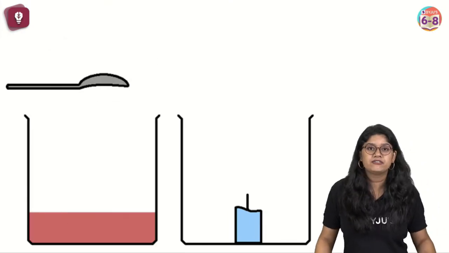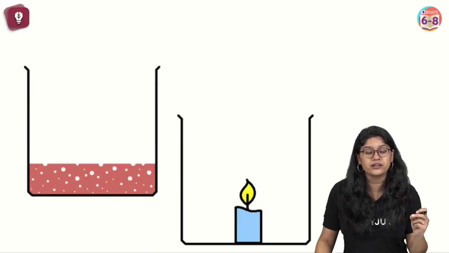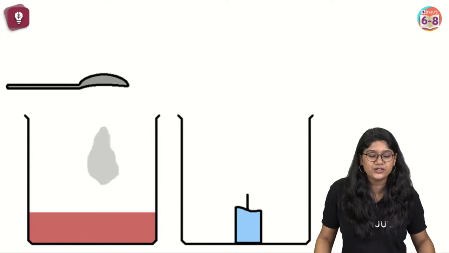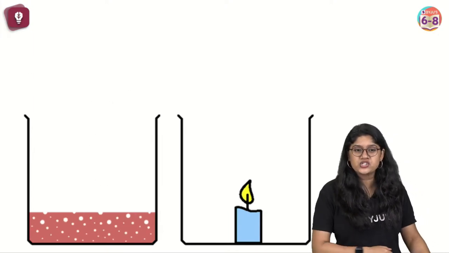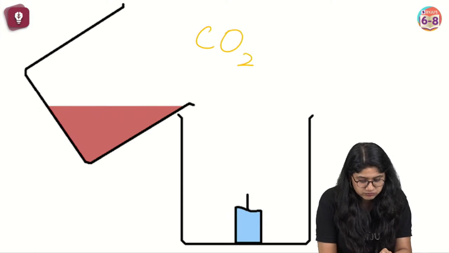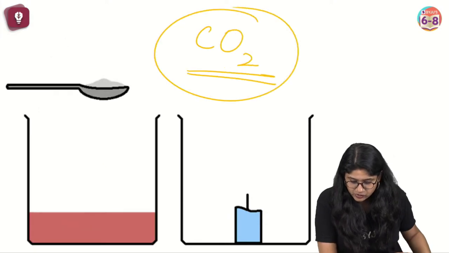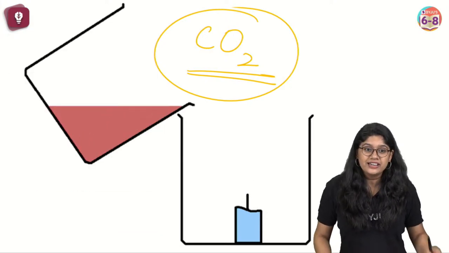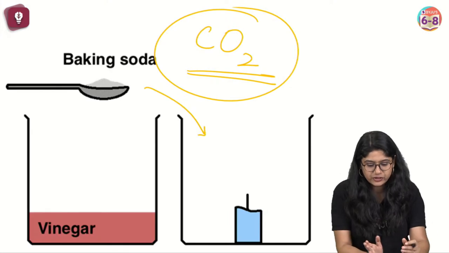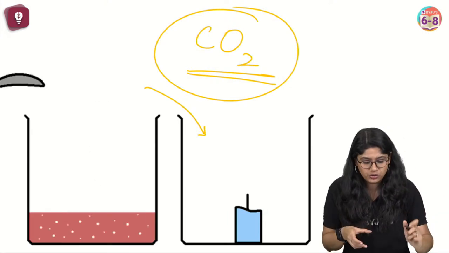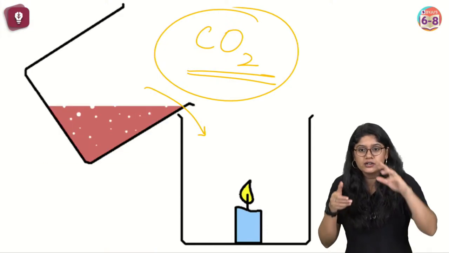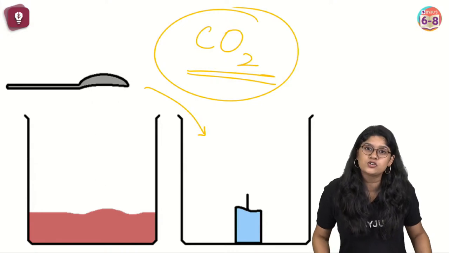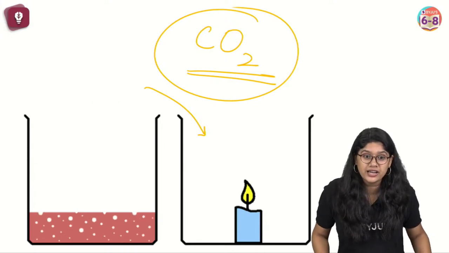Now we know that when we add the baking soda into the vinegar, it will react, right? And it will produce which gas, can you tell me? It will produce CO2. Right? It will produce the CO2. And if we take this tube close to the candle, what will happen? There's CO2, and we know that CO2 does not support the burning.